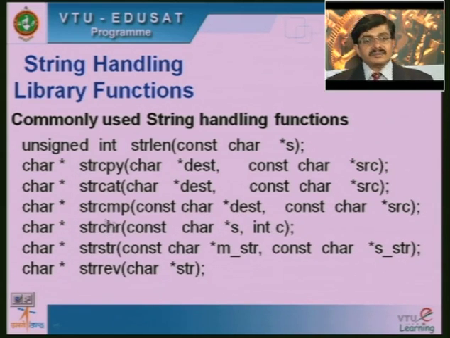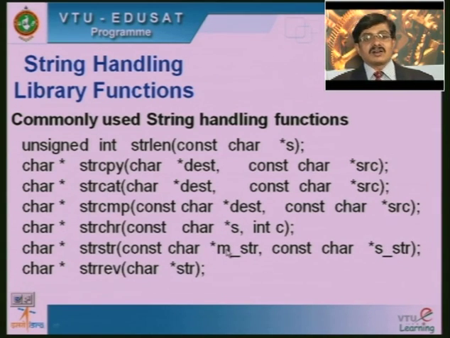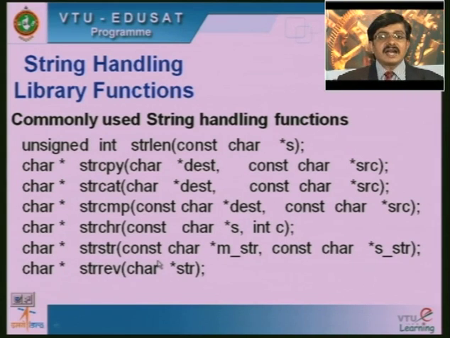Next is strchr. With strchr we look for a particular character in the string. Similarly we have strstr, where, whereas strchr looks for a particular character in a string, strstr looks for a particular substring in a string. Here m_str is the main string and s_str is the substring. We look for the substring in the main string, whether it exists or not. Similarly, we can reverse the string using the strrev operation. These are the string handling library functions using which we can perform various operations.